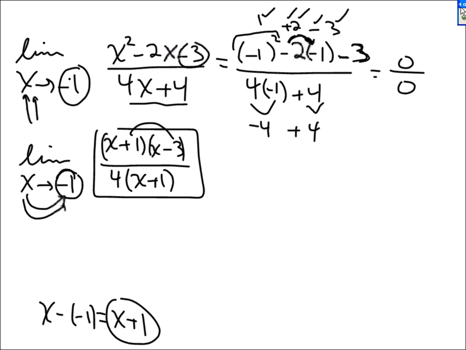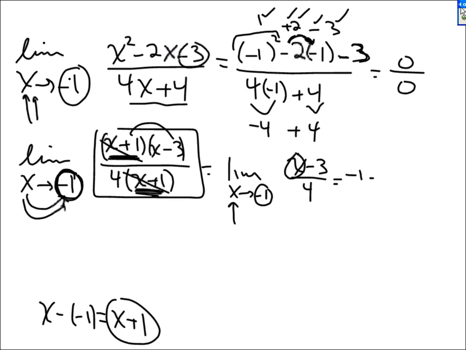Since x will never be -1, this will never be 0. But they're the same. So when you divide them, they cancel out. So we have the limit as x goes to -1 of what I didn't cross out: x minus 3 over 4. Plug in this number for that letter right here. -1 minus 3, which is -4, divided by 4 is -1. Here, 0 over 0 was really -1.